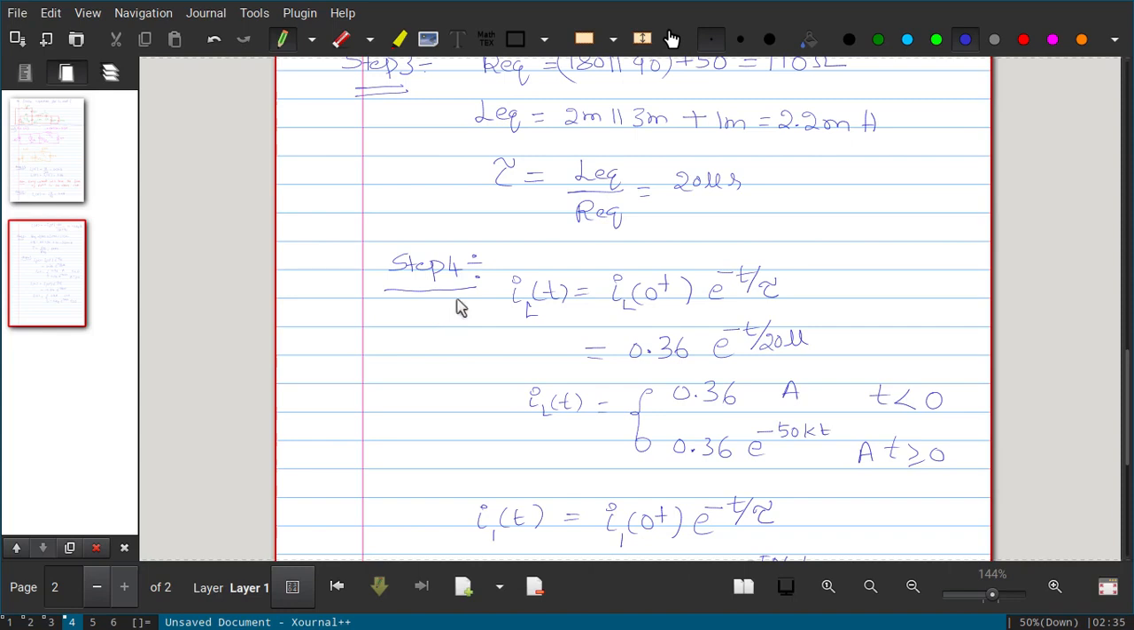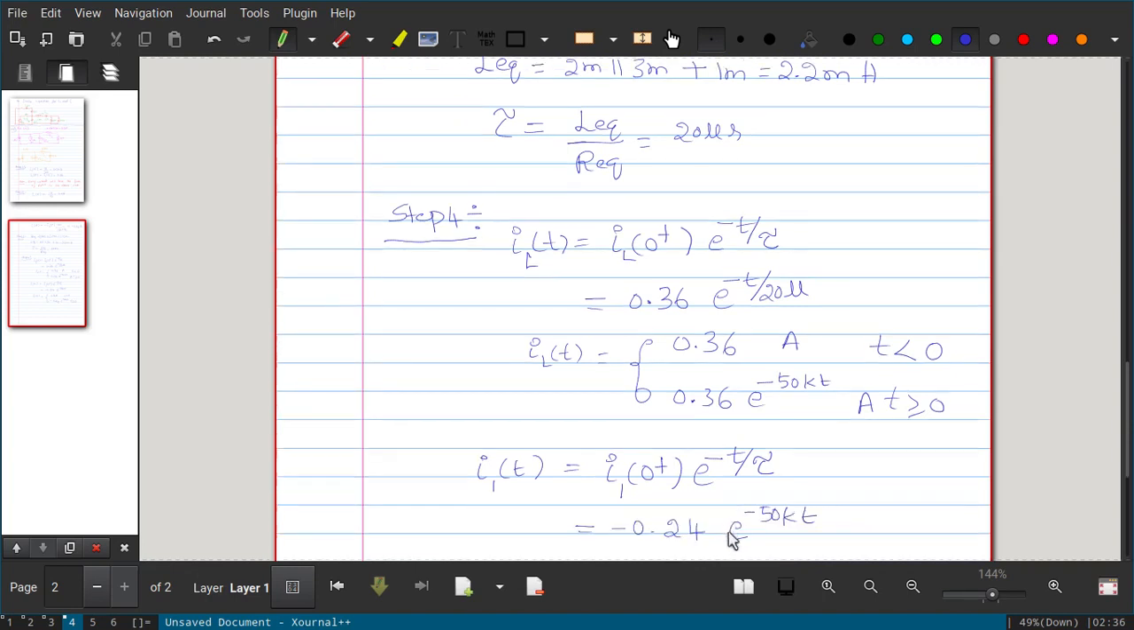Step 4, we can directly write now the expression for IL of t and I1 of t. What is the expression for IL of t? IL of t is nothing but IL of 0 plus into e power minus t by tau, the standard equation. IL of 0 plus we have calculated already, that is 0.36, into e power minus t by tau, where we have calculated tau as 20 micro. So for IL of t we have two values, one for t less than 0, another for t greater than or equal to 0. For t less than 0, under the steady state we had this current, 0.36 ampere. After the switch is open, the current is 0.36 into e power minus 50k t, because this is t by 1 by 20 micro, that will be 50 kilo. So that is for t greater than or equal to 0.